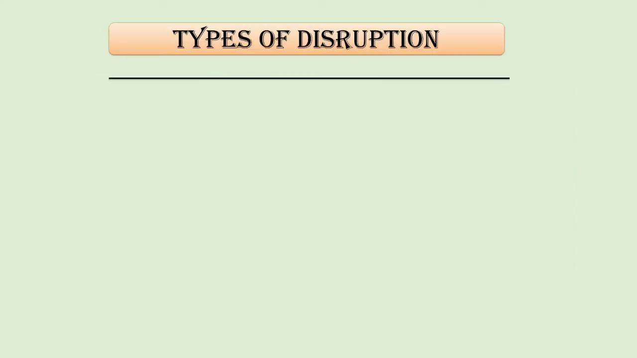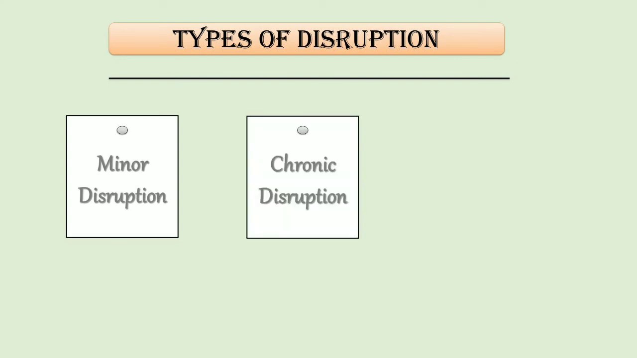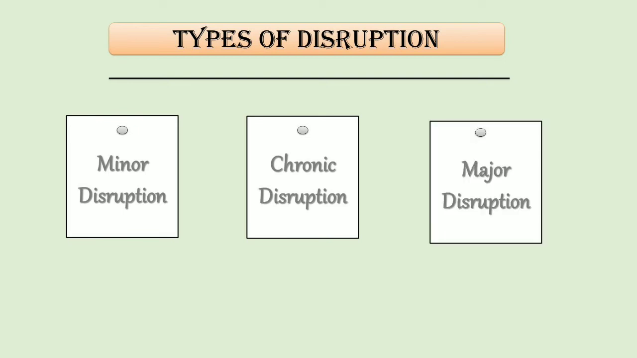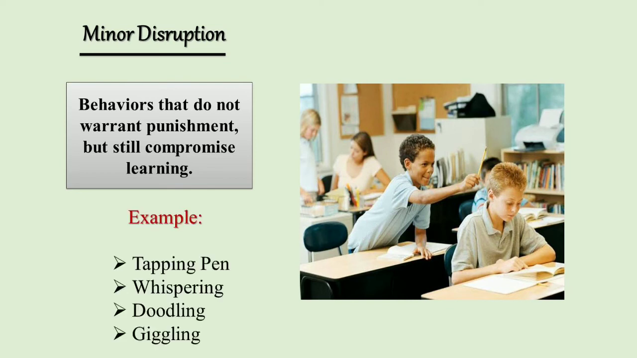And now, let us define the different types of disruption. First, we have a minor disruption, a chronic disruption, and last but not least, the major disruption. So what is a minor disruption? Minor disruption is a type of behavior that does not warrant punishment but still compromises learning. Some examples of these are tapping a pen, whispering, doodling, and giggling.